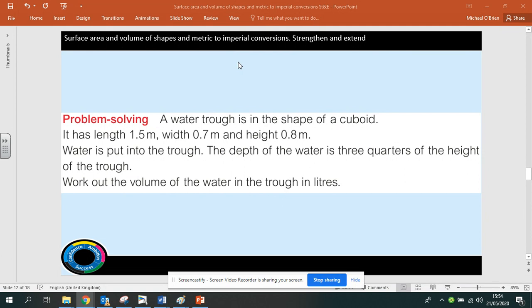Hello, welcome to the second part of the Strengthen and Extend work on surface area and volume of shapes and metric to imperial conversions. These are the questions that are a little bit more complicated and require a little bit more thinking about. So take your time with them and don't worry if you seem to be taking a very long time over doing these. There is some thinking time involved, so just do what you think is best.